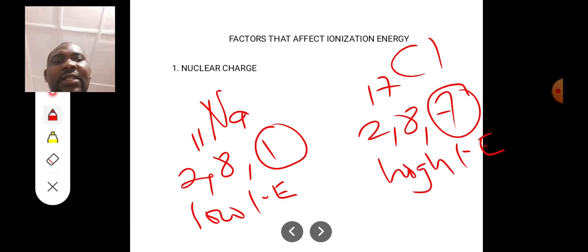So you see that as we go across the period, ionization energy actually does what? Increases. As we go across the period, ionization energy increases. Why does ionization energy increase across the period? Because of increase in nuclear charge.